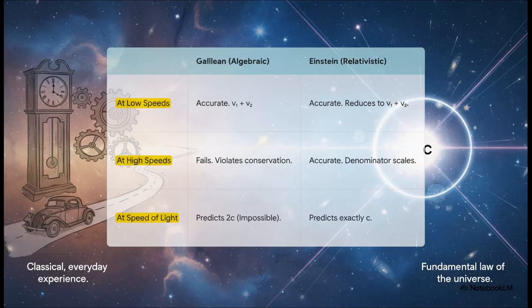This table really just sums it all up, doesn't it? The classical way of adding speeds works great as an approximation for the slow world we live in every day. But when you get to really high speeds, it just completely breaks down because it violates those fundamental conservation laws. Einstein's relativistic addition, though, that's the true law of the universe. It works at any speed, and it scales perfectly so that the speed of light can never, ever be broken.